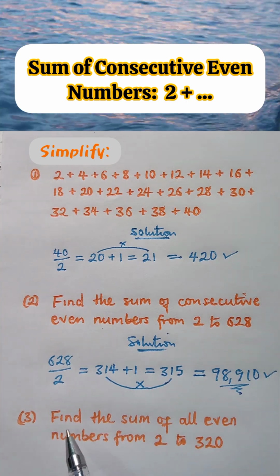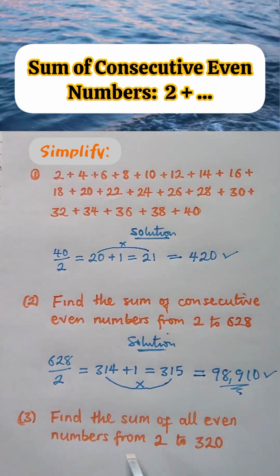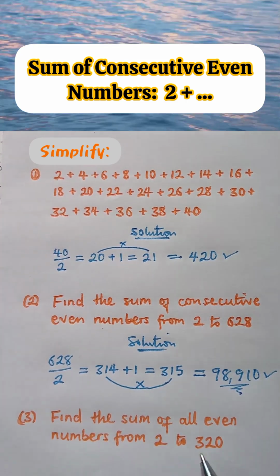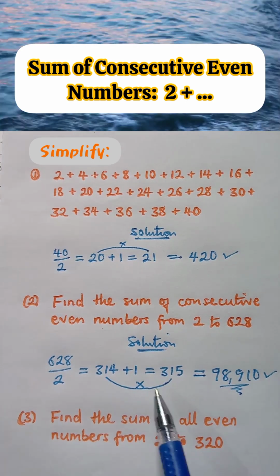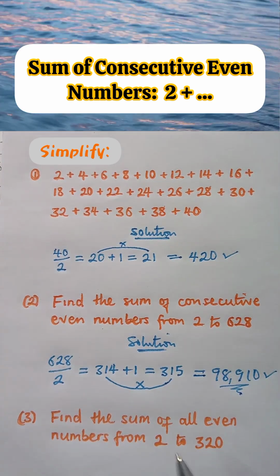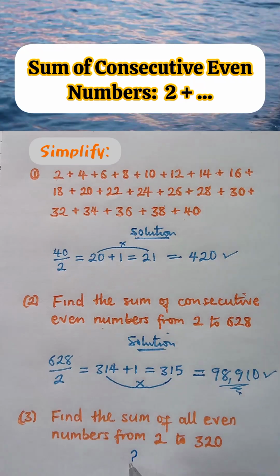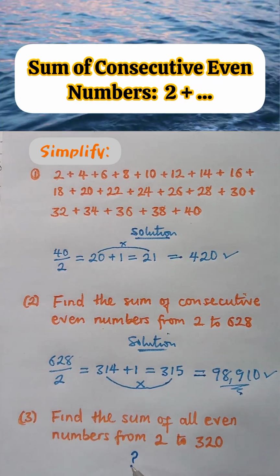Number 3, find the sum of all even numbers from 2 to 320. I think applying this method shown, you should try this. What is the answer? Try it out. Watch out for part 2.